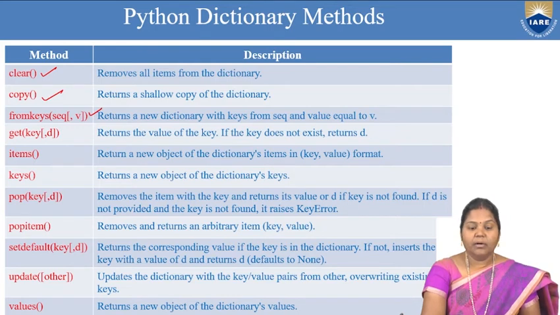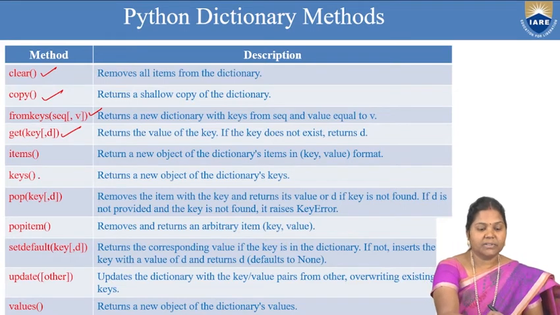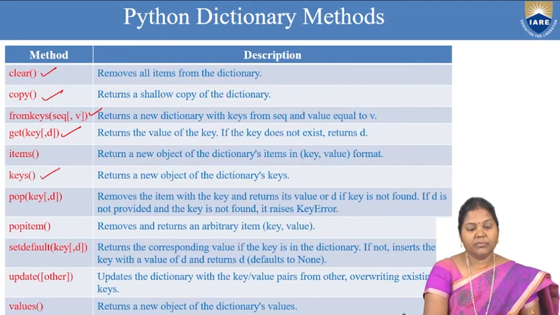And if you want to get the value of a key, then you can use the get method we have used. And the items method, it returns the new object of the dictionary items in key value format. So a particular key value pair is known as an item. Then if you want to only display the keys present in the dictionary, use the keys method. Similarly, if you want to pop a particular value based on its key, then you can use the pop method. Similarly, if you want to remove an arbitrary key value pair, then go for the popitem method.